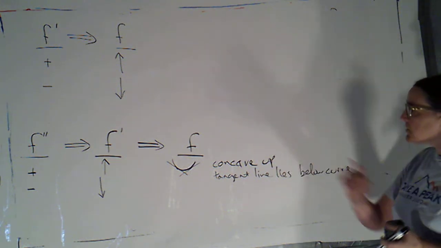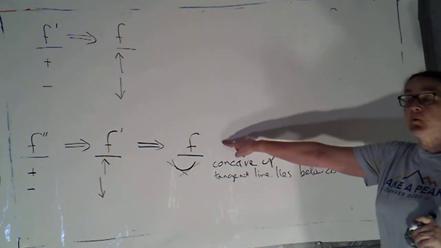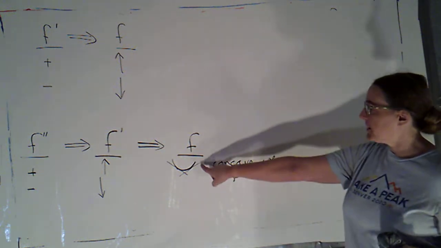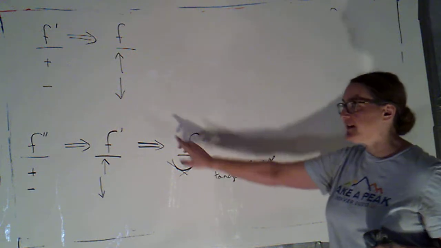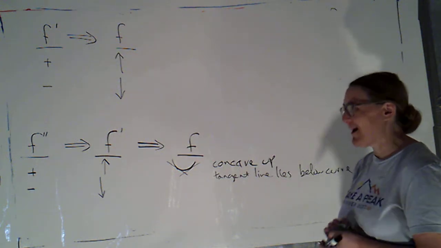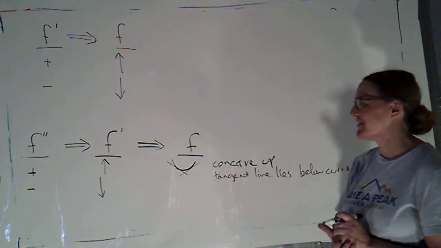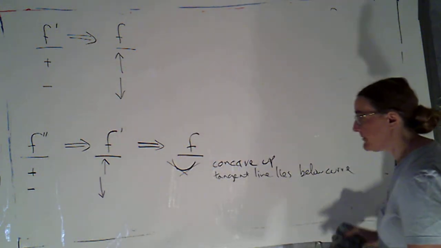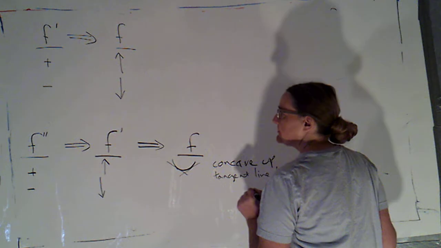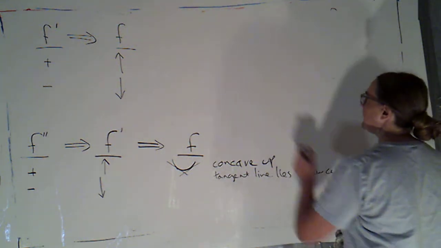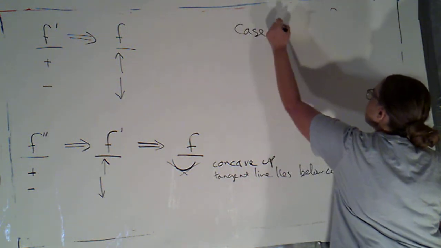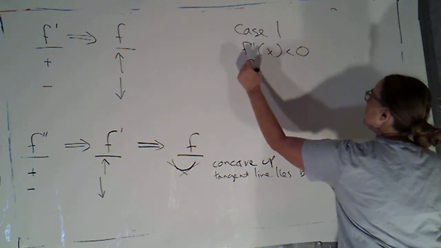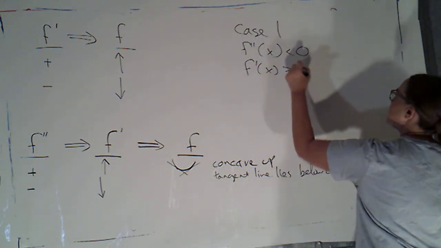So if the second derivative is positive, the original function is going to be concave up, so that the graph will look like all or part of this, depending on whether f prime is positive or negative, so whether I'm decreasing or increasing. Okay. So if f prime is negative, that means f prime is decreasing. Let's look at the two possibilities. Case 1, f double prime of x is negative, but f prime of x is positive.